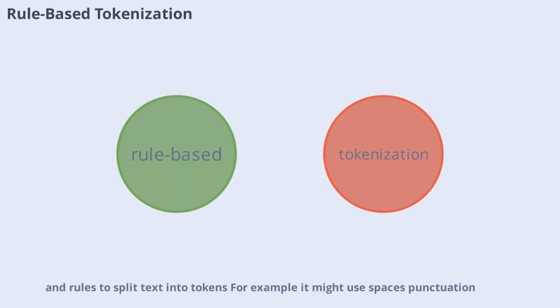For example, it might use spaces, punctuation, or regular expressions to identify token boundaries. This approach is straightforward and works well for simple texts. However, it can struggle with complex language or special cases, making it less flexible than more advanced methods.